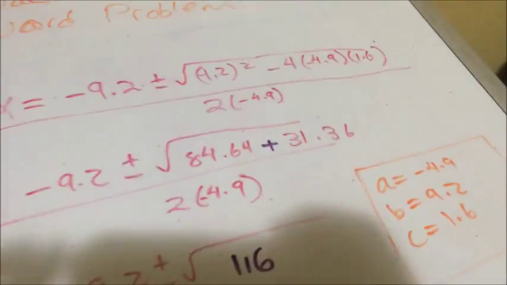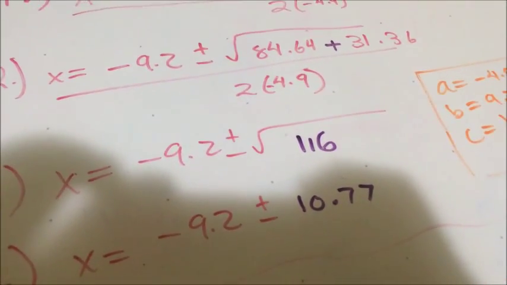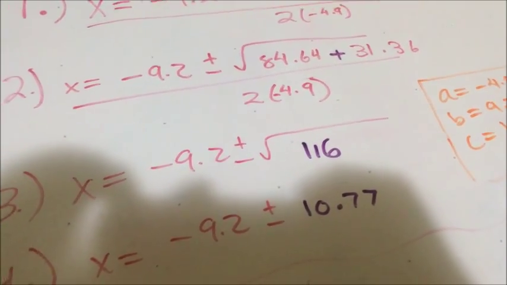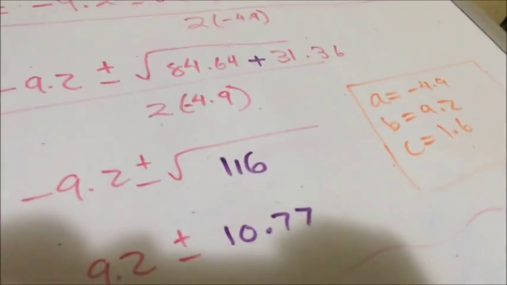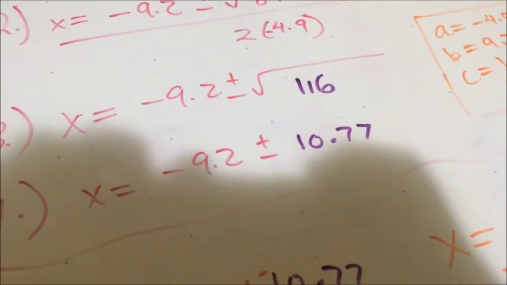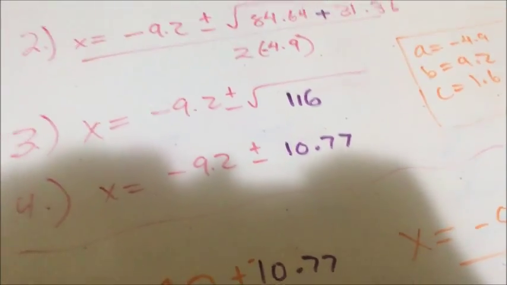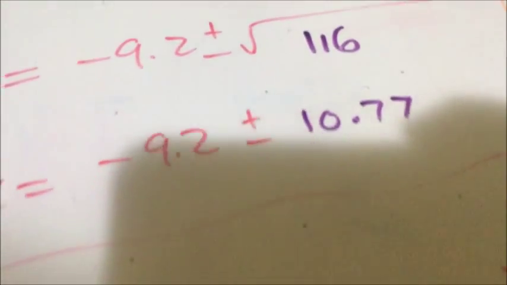After simplifying the square root bracket, you should get x equals -9.2 plus or minus the square root of 116. And after getting the square root, you should get x equals -9.2 plus or minus 10.77. Now you get two equations because there's a plus or minus sign right there.